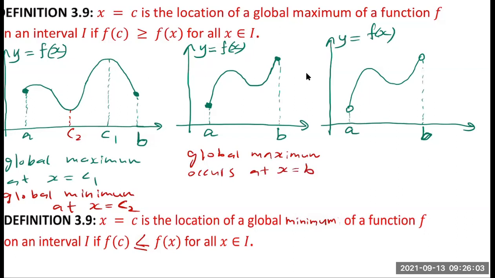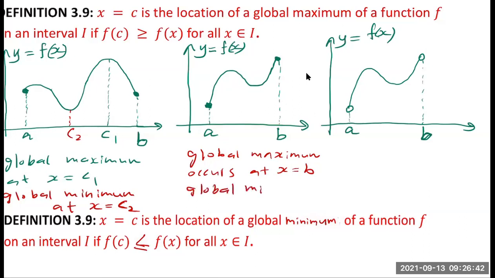What about the global minimum in this case? Clearly, the global minimum is this y value. Notice that this point is on the graph. And as you can see, this is the lowest y value, or the minimum y value, that you can get on this piece of graph. That means the location of the global minimum is at x is equal to a. Or in other words, we say that at x is equal to a, we have a global minimum. That is the minimum y value for all the x values in this interval. Okay, so let's try it.